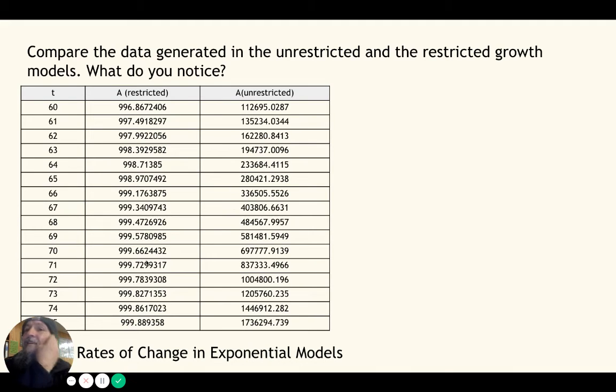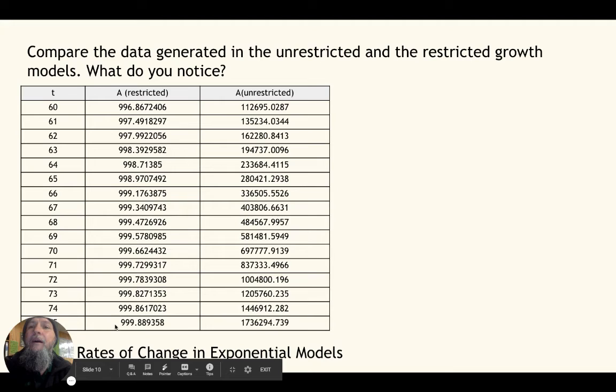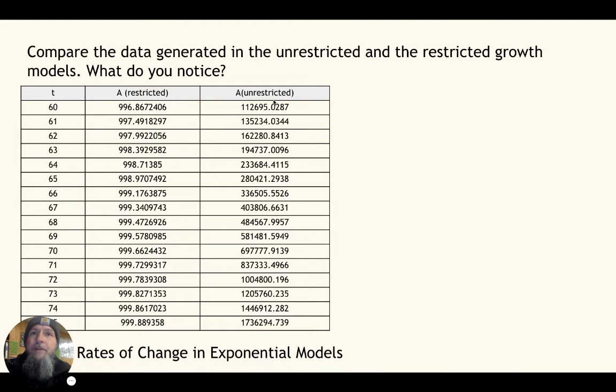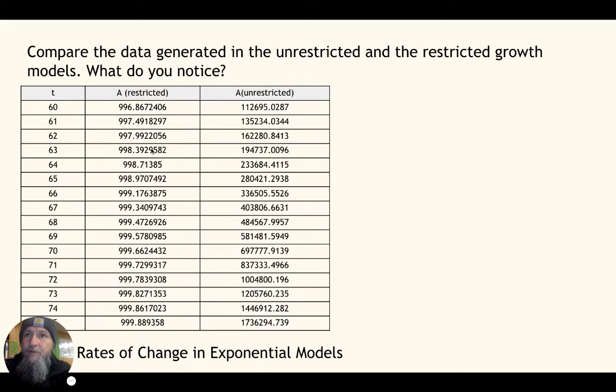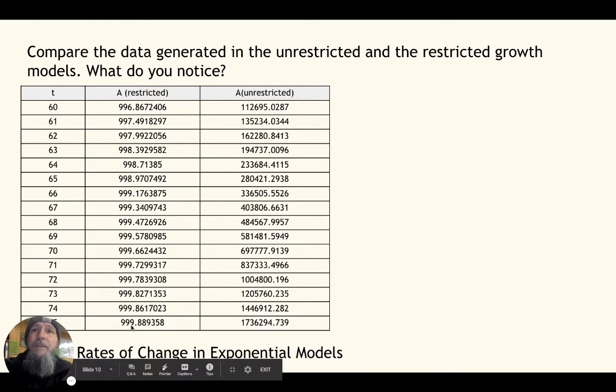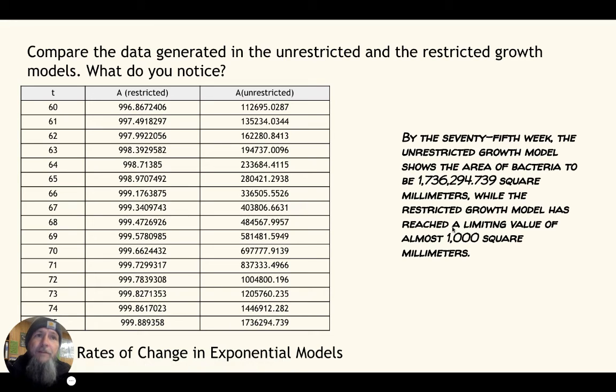And we're looking at the last 15 values of the growth in restricted and unrestricted. Notice unrestricted is already in the 112,000. And by the time we're done, it's 1.7 million millimeters square. But we're already so restricted in the agar dish that it has nowhere to grow. So it slows down. And after 75 weeks, it's only at 999.89 square millimeters. So what that means is by the 75th week, the unrestricted growth model shows the area of bacteria 1.7 million square millimeters, while the restricted growth model has reached a limiting value of almost 1,000 square millimeters.